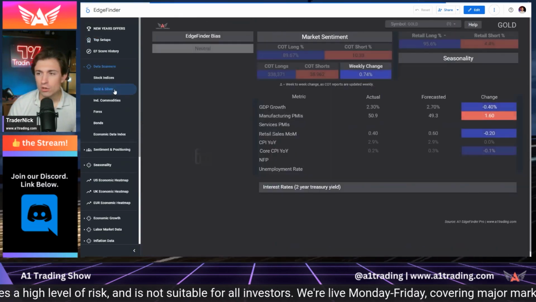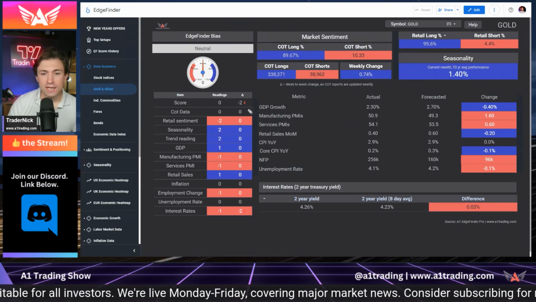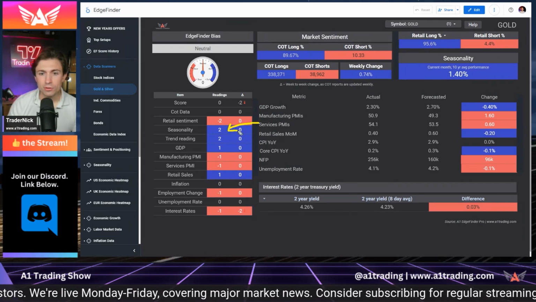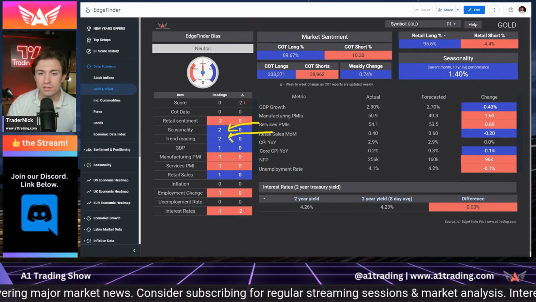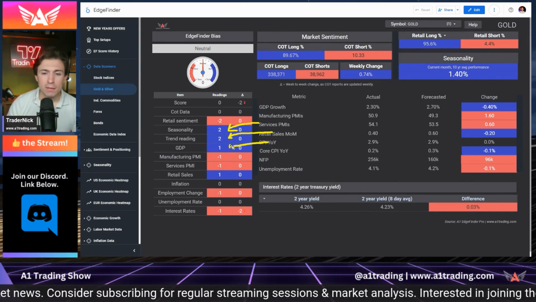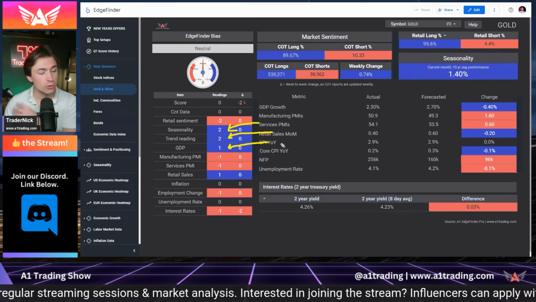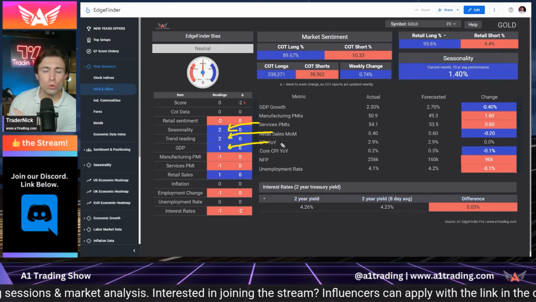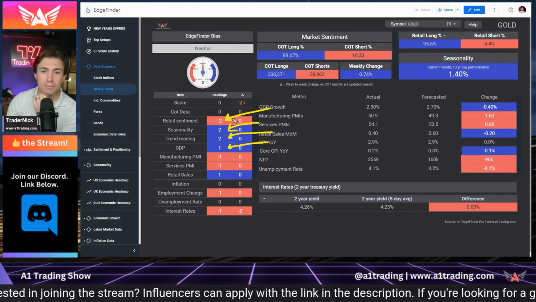So if I go pull up the gold tracker here, what you can see is that, yes, we've got some things that are positive for gold, like seasonality. The month of January is very strong for gold. Trend is clearly to the upside. GDP came in a little bit weak for the US compared to forecast. So those are some positives for the price of gold, but we can't ignore the negatives. Retail sentiment is actually quite bearish.